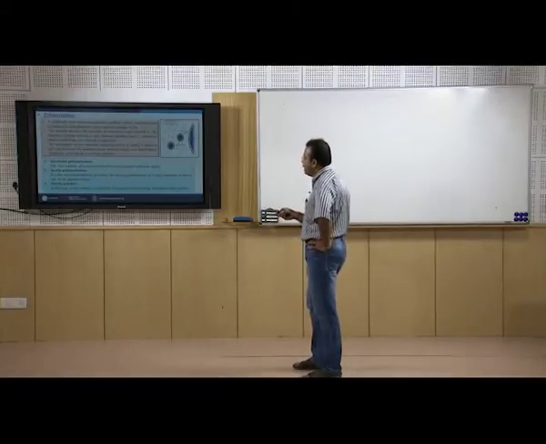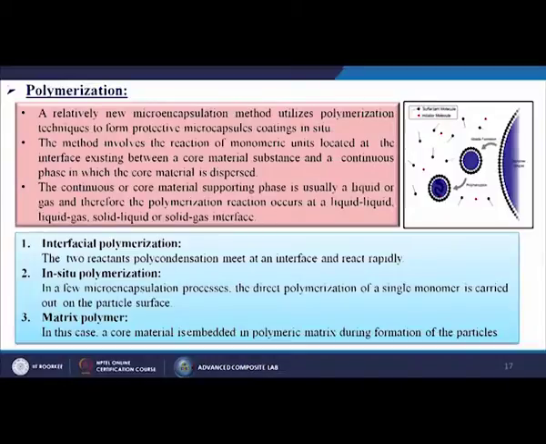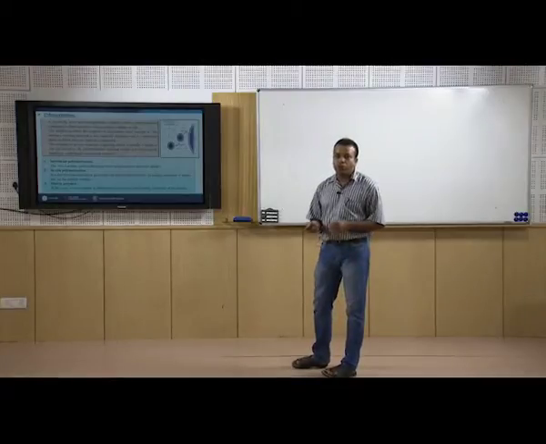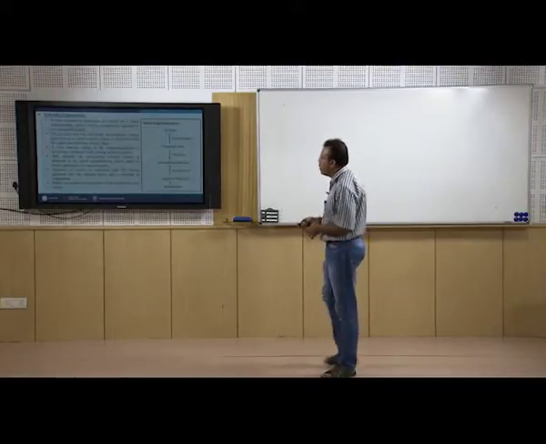So, what are those? First is called interfacial polymerization. The two reactants of the polycondensation meet at an interface and react rapidly. In situ polymerization: in a few microencapsulation processes, the direct polymerization of a single monomer is carried out on the particle surface. Matrix polymerization: in this case a core material is embedded in a polymeric matrix during formation of the particles. So, these all are the three different methods by which we can do this polymerization process.